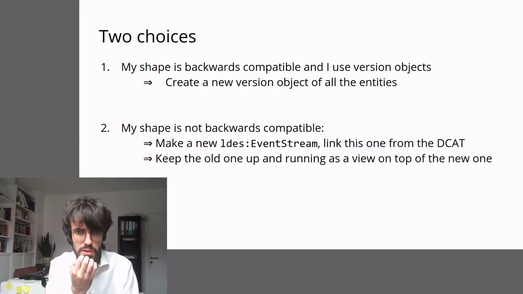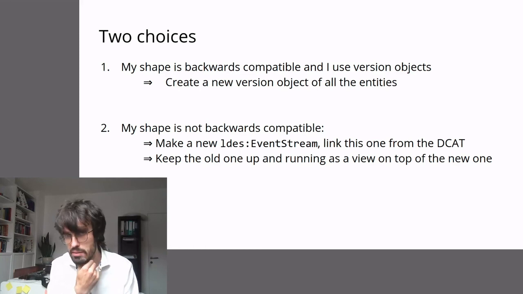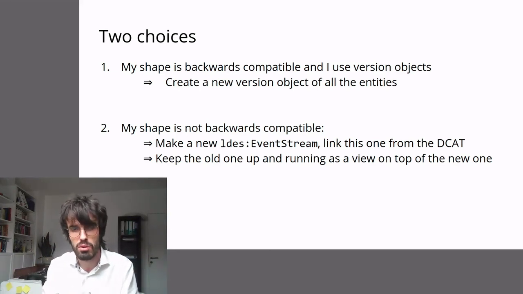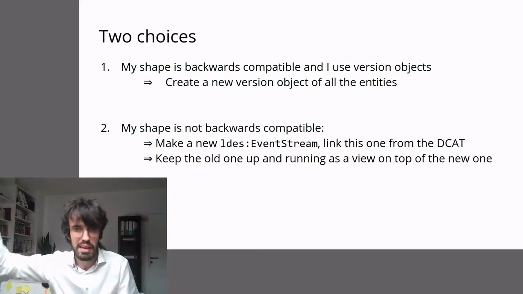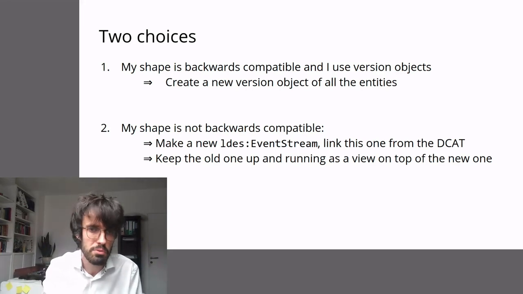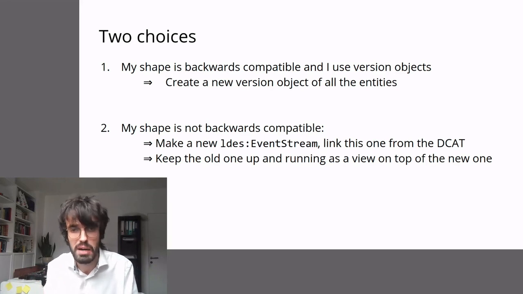Well, there are two choices, and I think one is to try to keep all the shape backwards compatible. In that sense, if your shape is backwards compatible, like only adding another property, a required property to your shape, then you can just create new version objects of all the entities and add them again at the linked data event stream, and just keep using the same event stream in that way. If your shape is not backwards compatible, I would say that you have a new linked data event stream that way. So it's not the same event stream anymore if the shape is not backwards compatible.